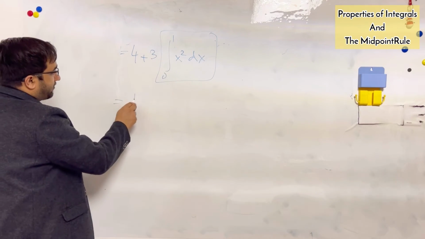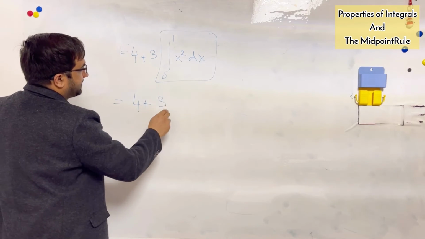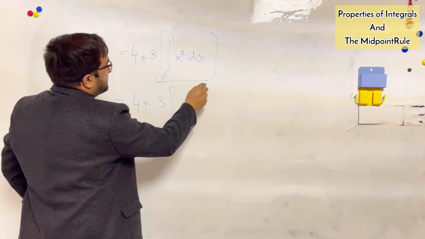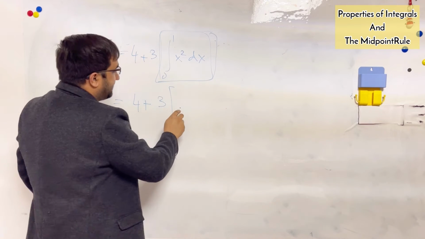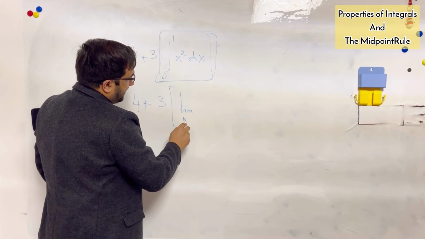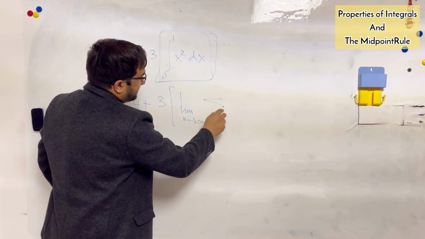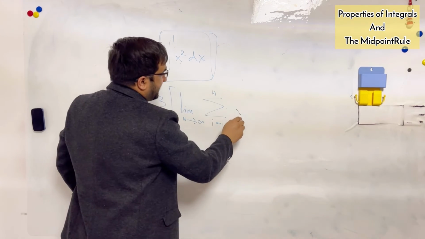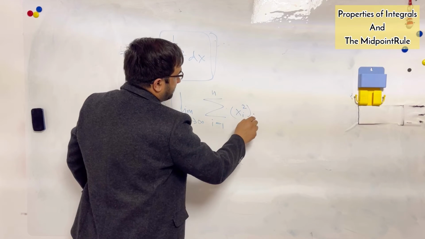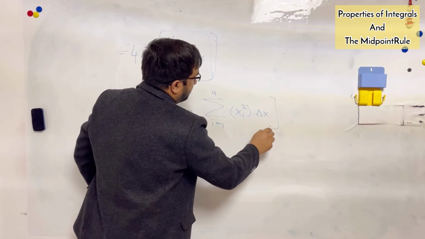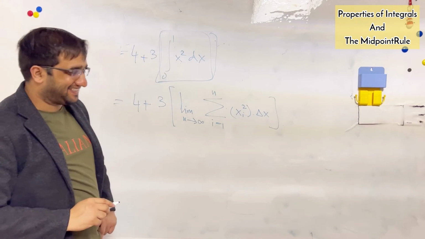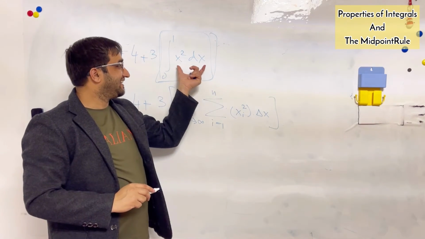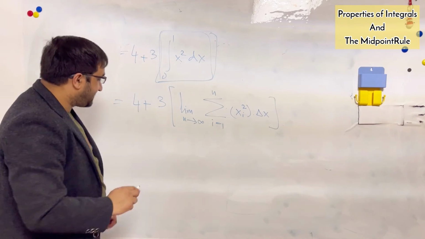This is equal to 4 plus 3 times... For this, we said that the limit as n approaches infinity, summation i from 1 to n of xi square times delta x. Remember? Yes.